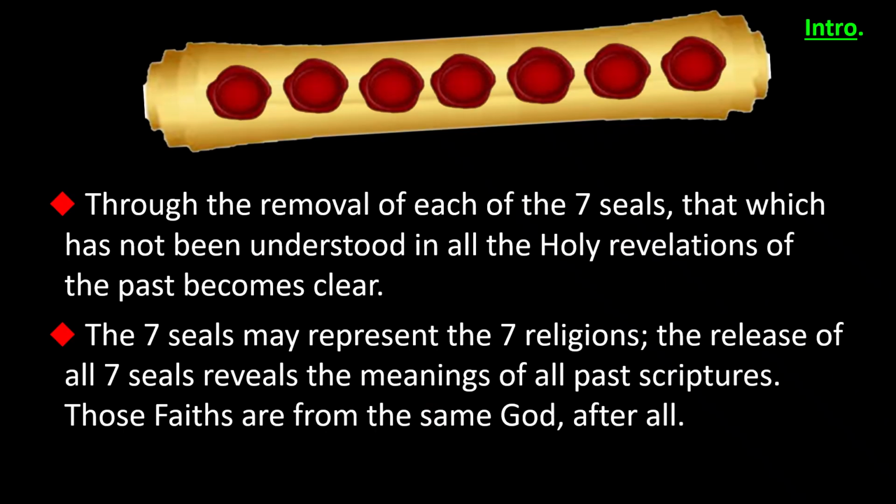Through the removal of each of the 7 seals, that which has not been understood in all the holy revelations of the past becomes clear. The 7 seals may represent the 7 religions. The release of all 7 seals reveals the meanings of all past scriptures. Those faiths are from the same God, after all.